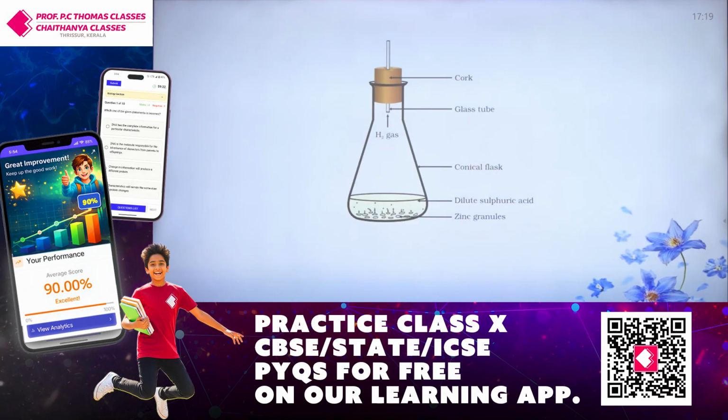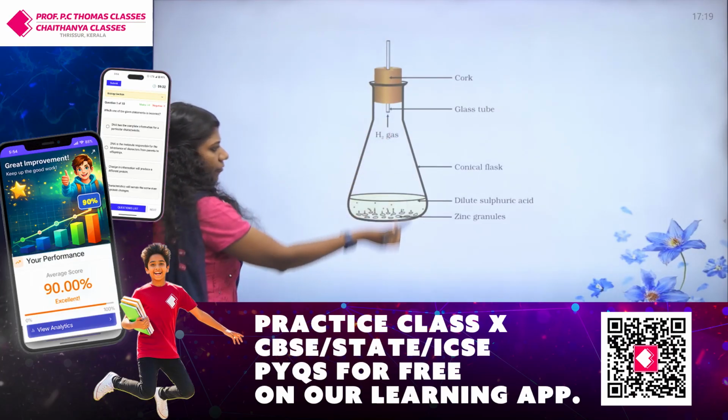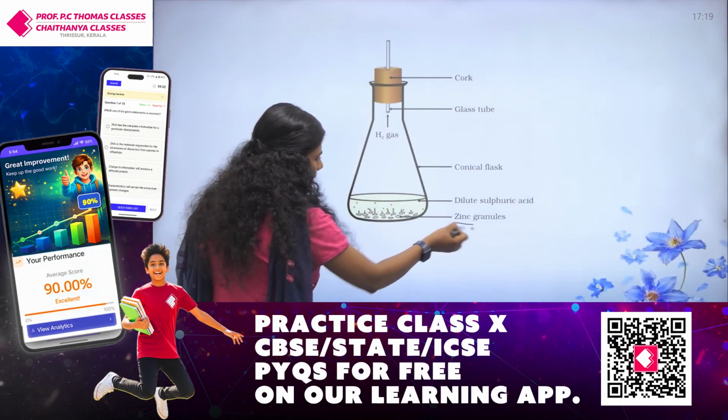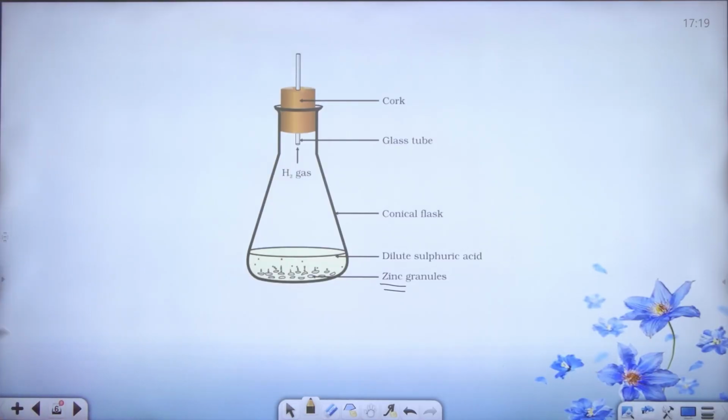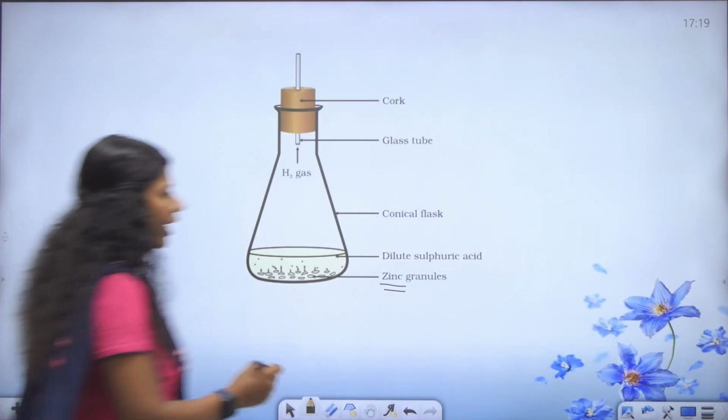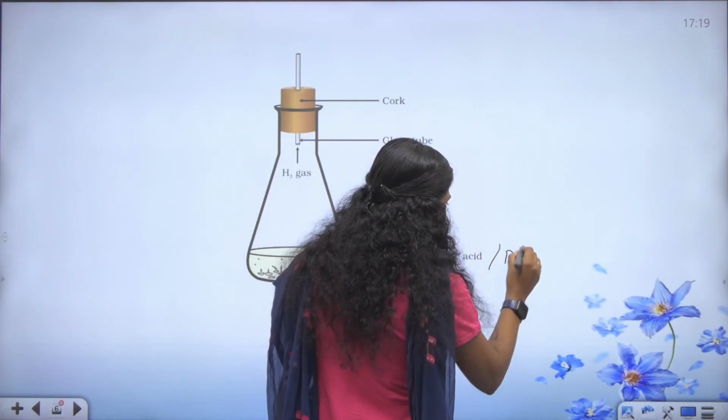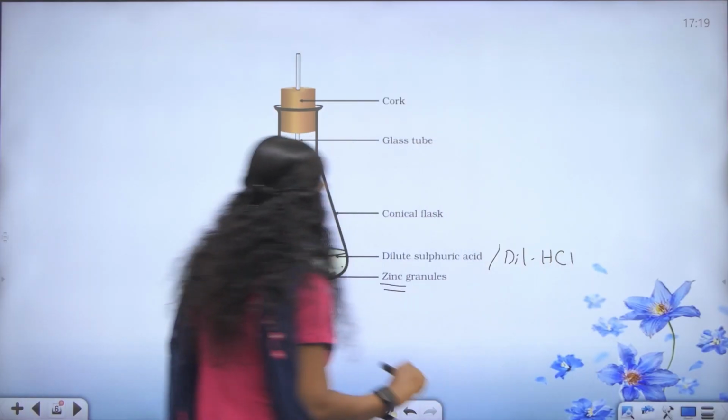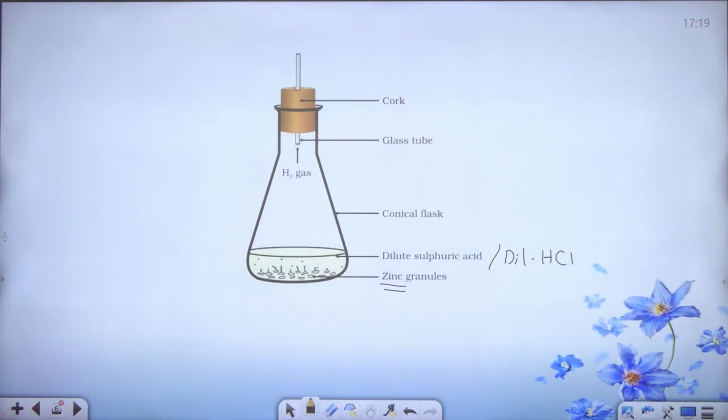Then do another experiment. Take a few zinc granules, zinc metal, in a conical flask or test tube. This is the conical flask. Then add dilute sulfuric acid or dilute HCl solution. Then what do you observe?